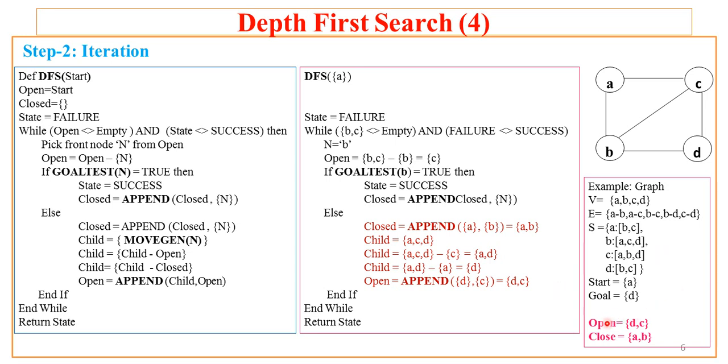I have again maintained this here: after this iteration our open will be D and C and our closed will be A and B. Now these two things will be used in the next iteration. Hope you understood up to this point. Now we'll see how these values will be helpful in the next iteration.